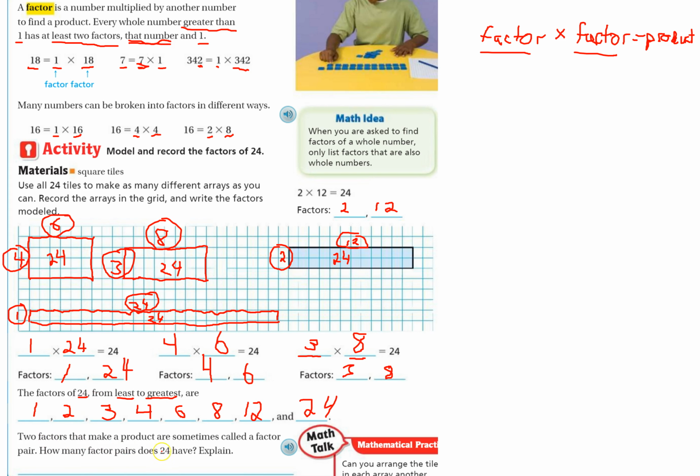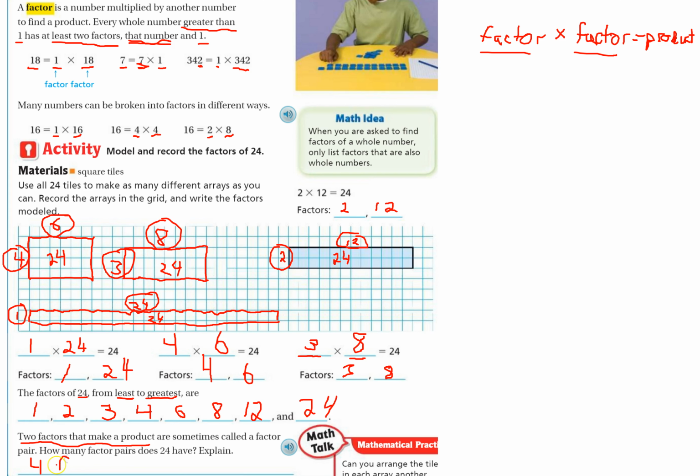So 2 factors that make a product are sometimes called a factor pair. How many factor pairs does 24 have? Explain. So 2 factors that make a product are called a factor pair. So this is a factor pair, this is a factor pair, 3 and 8 is a factor pair, 2 and 12 is a factor pair. So they have 1, 2, 3, 4 factor pairs.